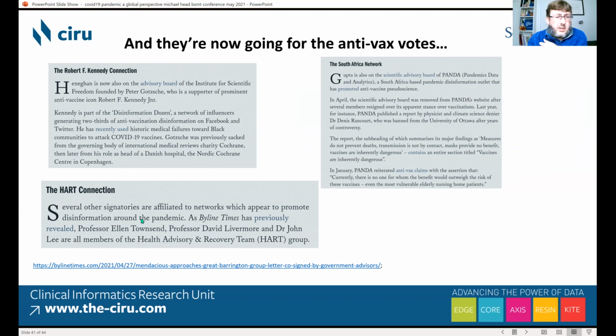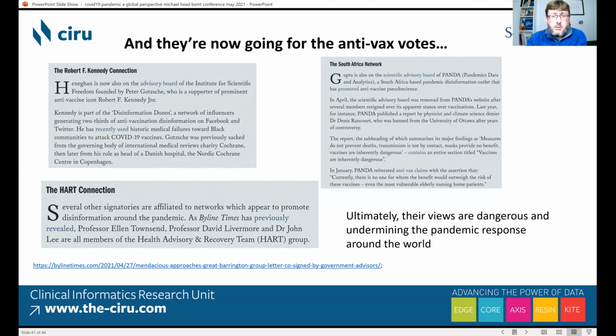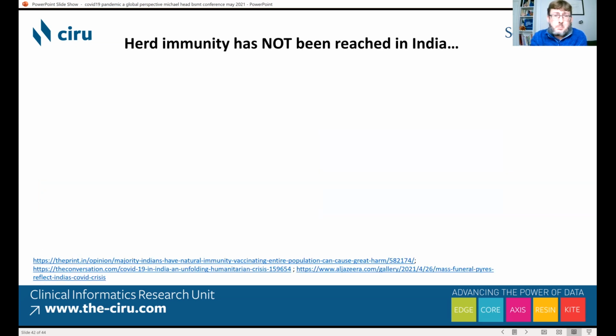with some of the same names, some other ones as well, including David Livermore, who has a long career looking at antibiotic resistance. I've seen him speak on a few occasions. He was very entertaining, very knowledgeable. I learned a lot, but sad to see experienced colleagues like him going down the rabbit hole of anti-vaccination messaging and bad public health messaging during a pandemic. It's not good. It's very sad to see. So ultimately, the views of these people are dangerous, and they're undermining the whole worldwide response in trying to deal with the pandemic.